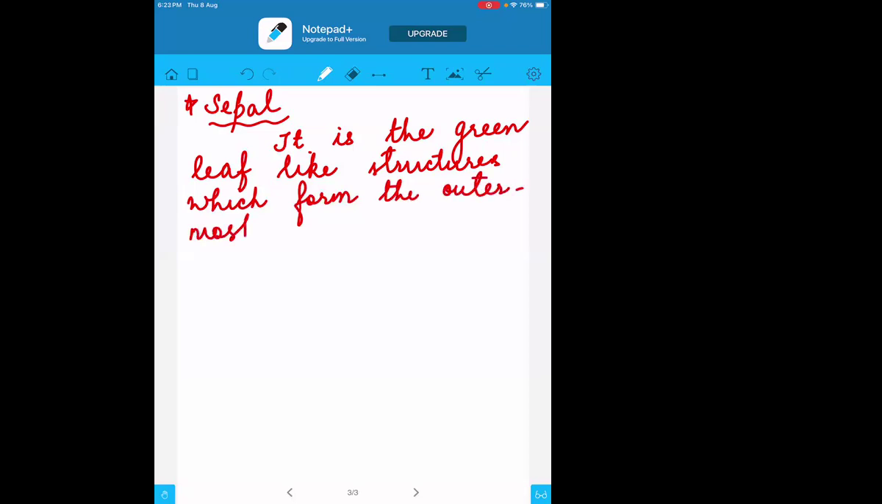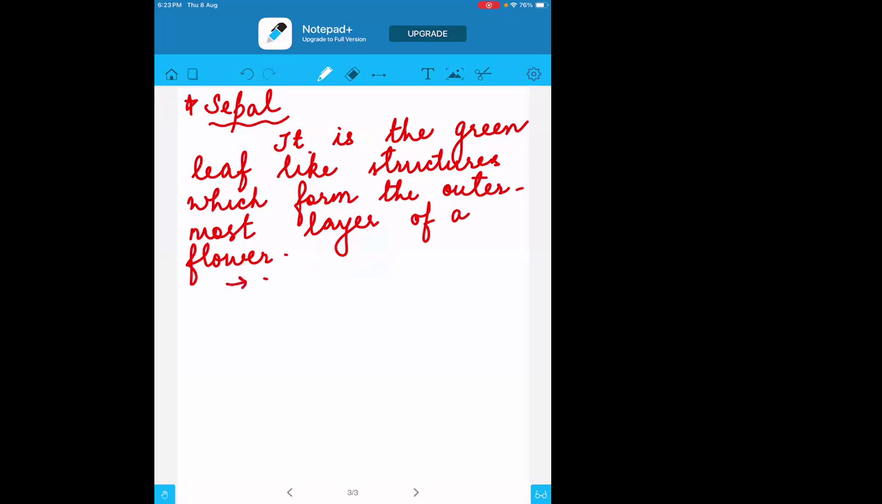Now, outermost layer of a flower, keep in mind, because they can give you the following question also: name the outermost layer of a flower. So the answer will be sepal. And by writing sepal, easily you will get 1 mark. So make sure that you do that.